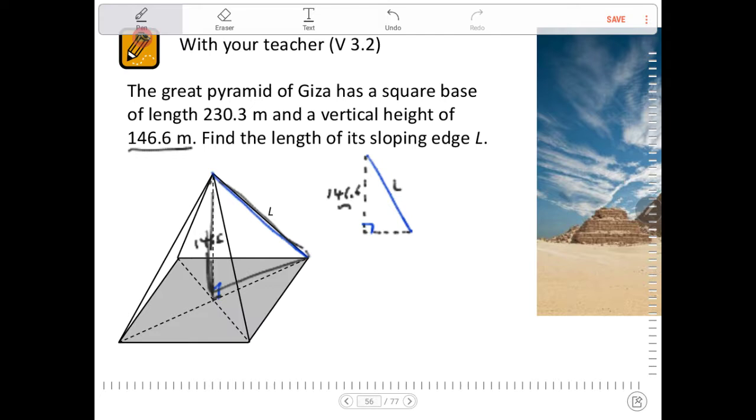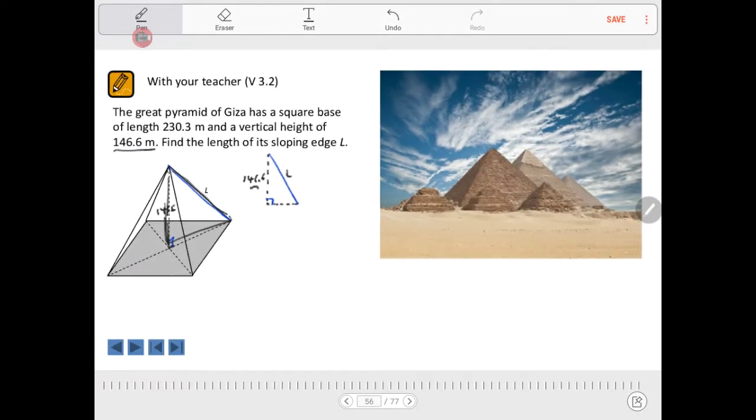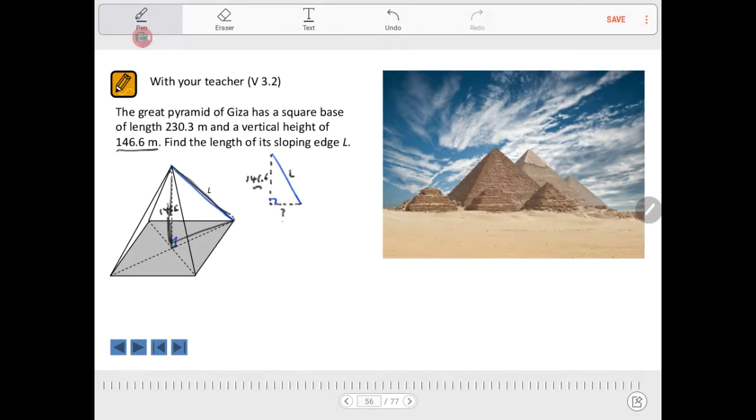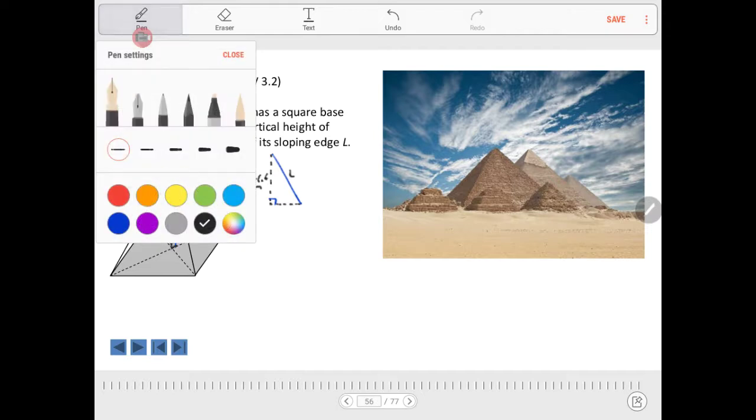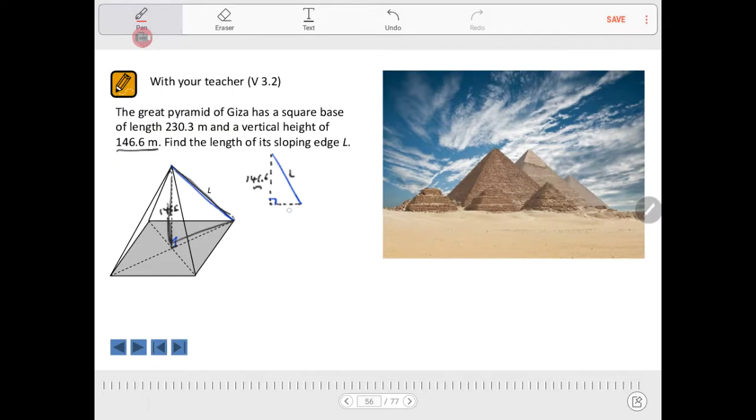So we've got one side of this triangle. If we had this bottom side here, then we could use those 2 sides with Pythagoras' theorem to find the sloping length L. So what we really want is this side here. We want to find that. Okay, so this is how we're going to do it.